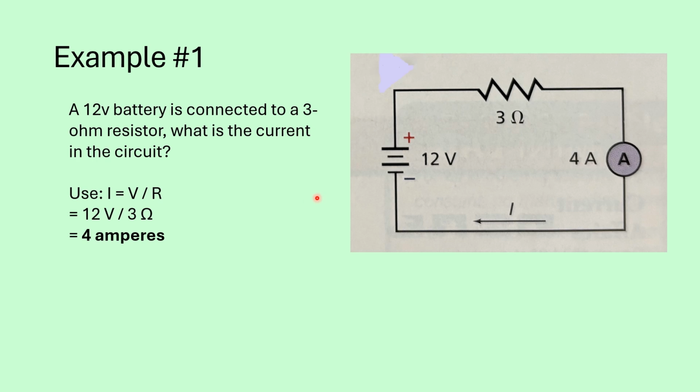A 12-volt battery is connected to a 3-ohm resistor, so there's your resistor. And what is the current in the circuit? Now this A here represents an ammeter. This is going to measure the current that flows. So if we use Ohm's law, the current is equal to voltage divided by resistance. We've got 12 volts divided by 3 ohms. That gives 4 amps. So that's how much current is flowing in this circuit.